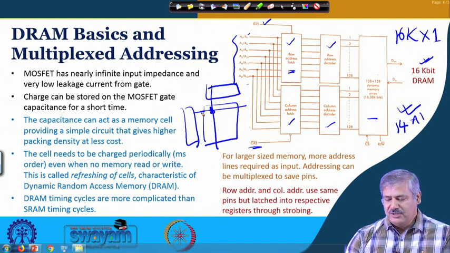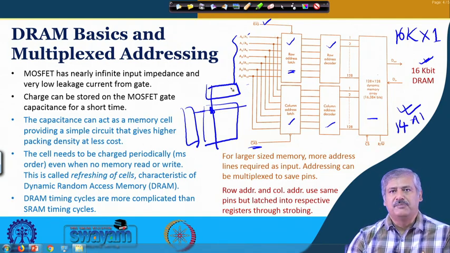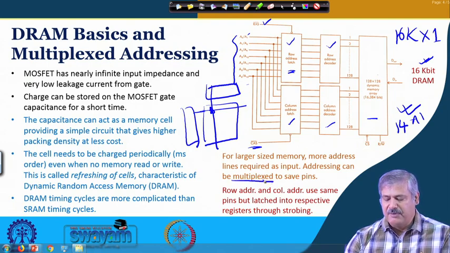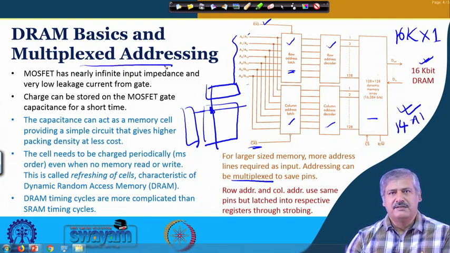Okay. So, because of this, we are able to save 7 such pins, but the address bits are made available at different points of time. So, this is the multiplexing aspect of it. Whenever the number of pin requirements becomes high because of higher packing density, we can think of such a way of addressing, which is also known as multiplexed addressing.